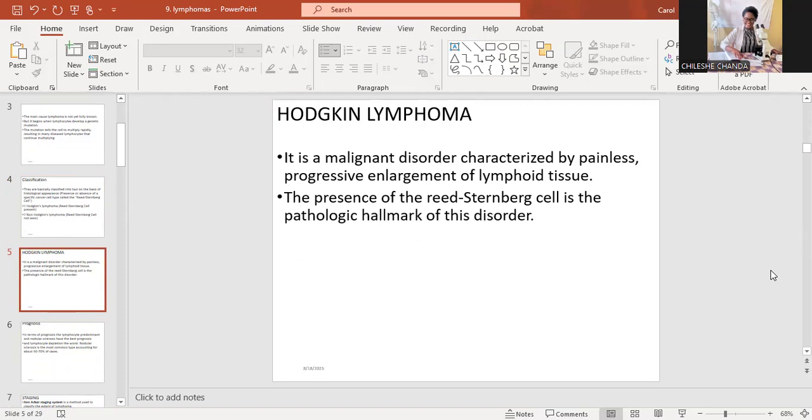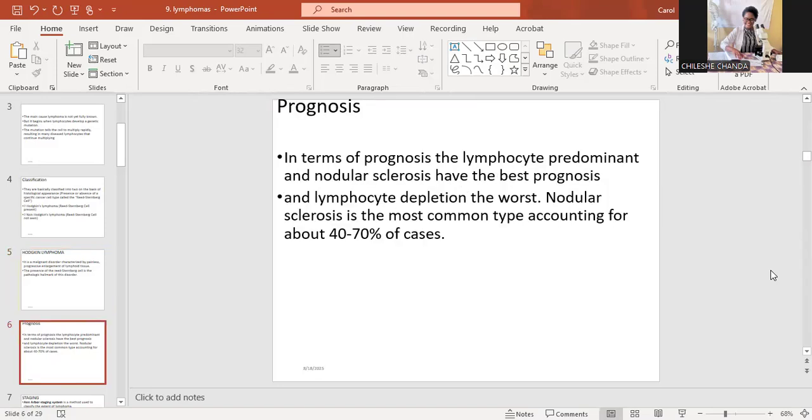Now, Hodgkin lymphoma is a malignant disorder characterized by painless, progressive enlargement of the lymphoid tissue. The presence of the Reed-Sternberg cell is the pathologic hallmark of this disorder.